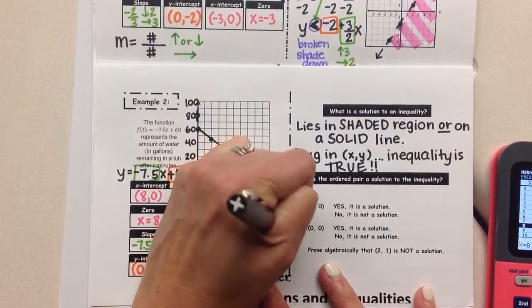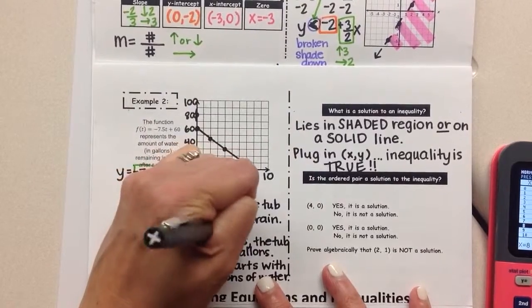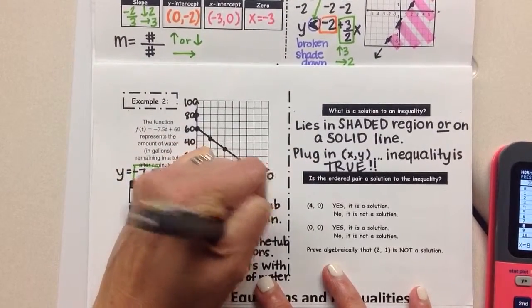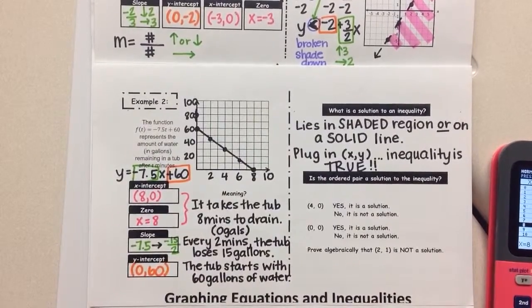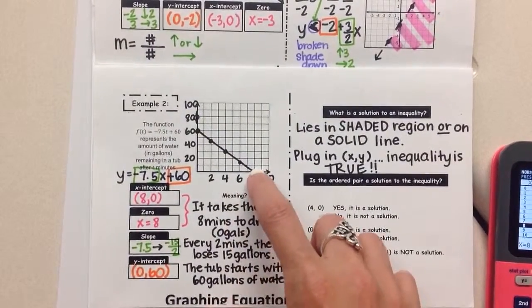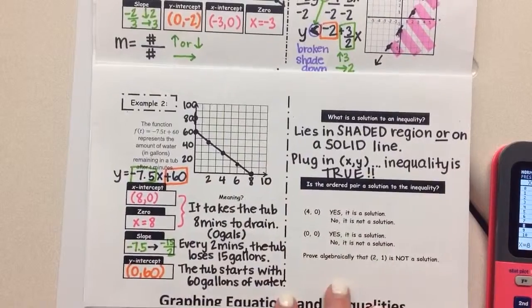And when it's drained, you know that there is 0 gallons of water. And I'm going to put 0 gallons. Okay? 0 gallons. It's emptied. That's what that x-intercept is telling me. It's telling me how long it takes me to drain the tub.